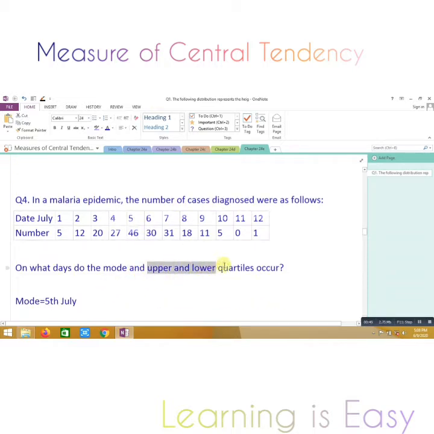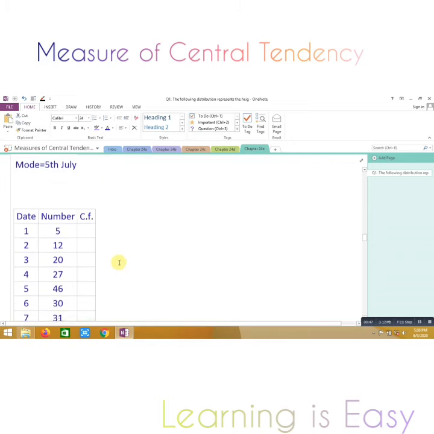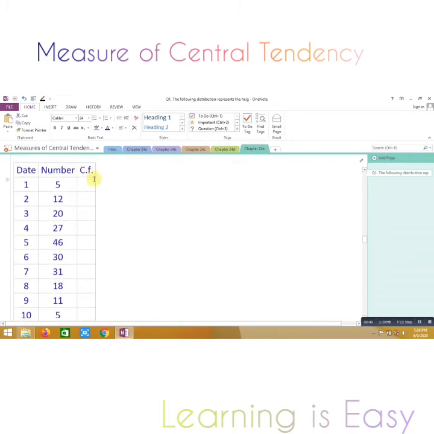Next we need to calculate the upper and lower quartile. So first we'll do the cumulative frequency for this. So 5 plus 12, 17. 17 plus 20 makes 37. 37 plus 27 is 64. 64 plus 46 is 110.